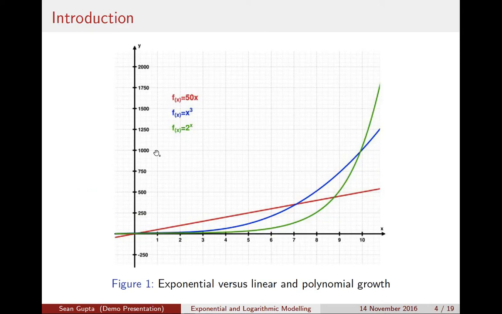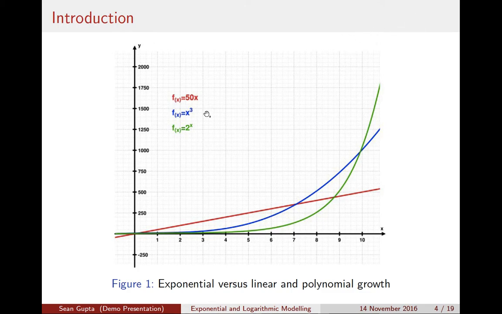Okay, let's look at this graphically. Here we have three graphs. Let's start with 50x. 50x is this red line here. It's a linear equation. Let's compare this with x cubed. x cubed is this blue graph here, and it's a cubic function. You can see it grows a lot faster. So the linear line will continue like this, while the cubic line shoots up here.